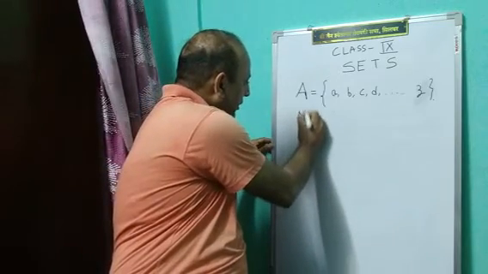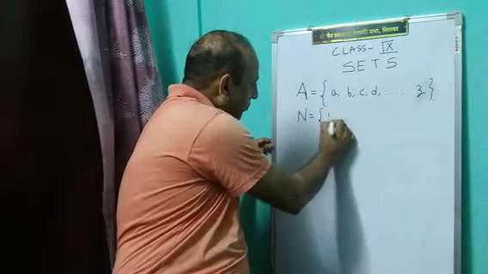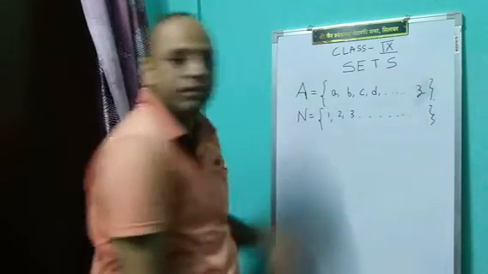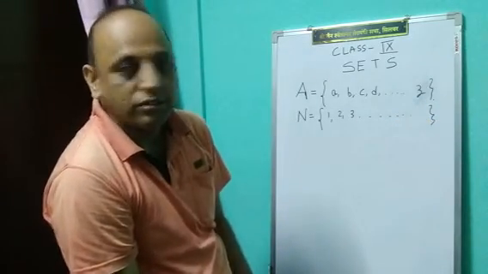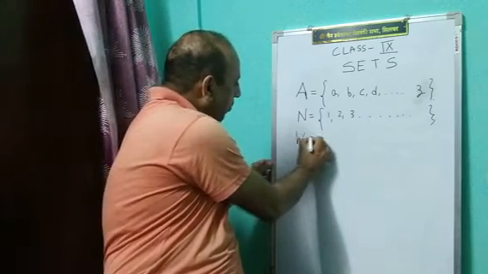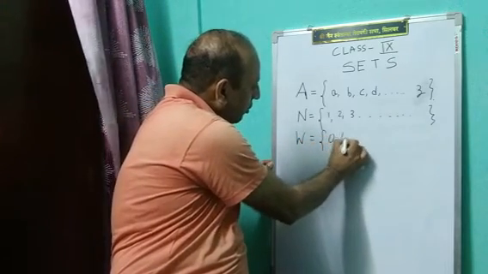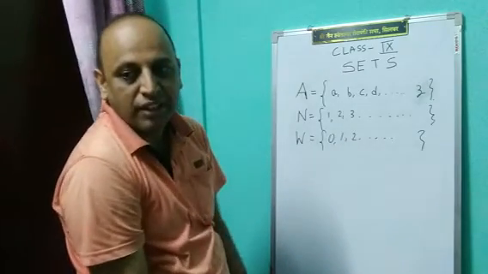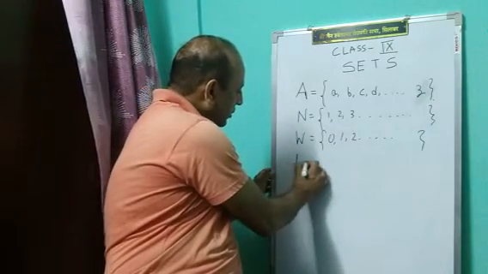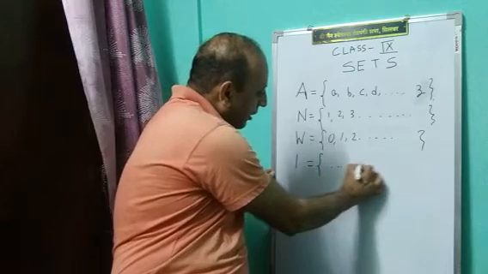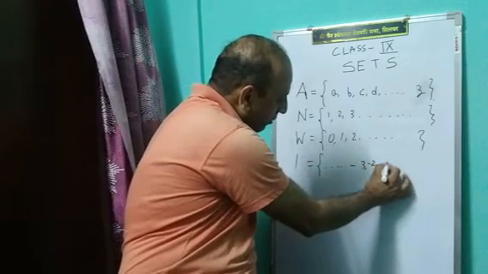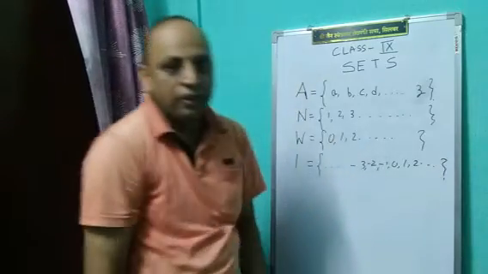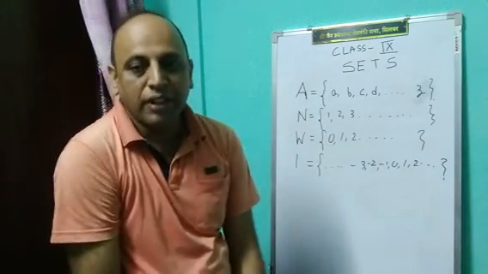N. It is a set of natural numbers. Natural numbers start from 1 up to infinity. Then we have a set W: 0, 1, 2, up to infinity. It is a set of whole numbers. Then we get a set of integers: minus 3, minus 2, minus 1, 0, 1, 2, and so on. So we are getting the definition of set.